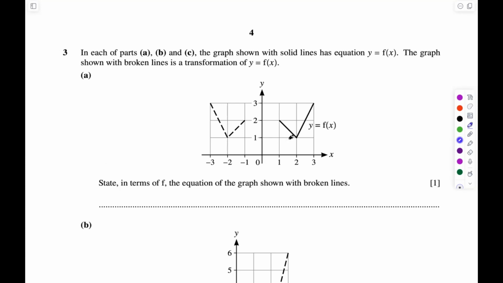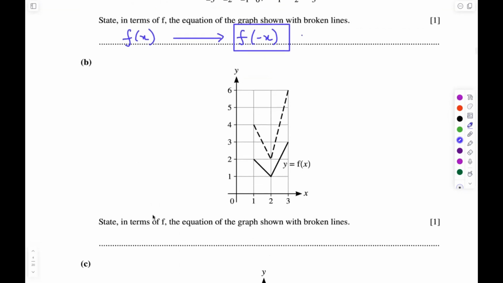Now, if you look at the graph with the broken line, we can see that it is a reflection of y equals f of x in the y-axis, as this point and this point are both an equal distance from the y-axis. So if we have a function f of x and a reflection in the y-axis, it is written as f of minus x, as the x values have switched. So the equation of the graph with the broken line will be f of minus x.